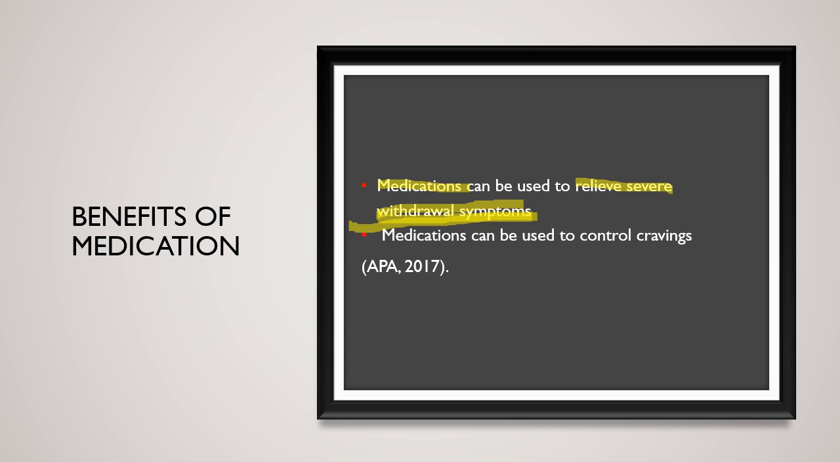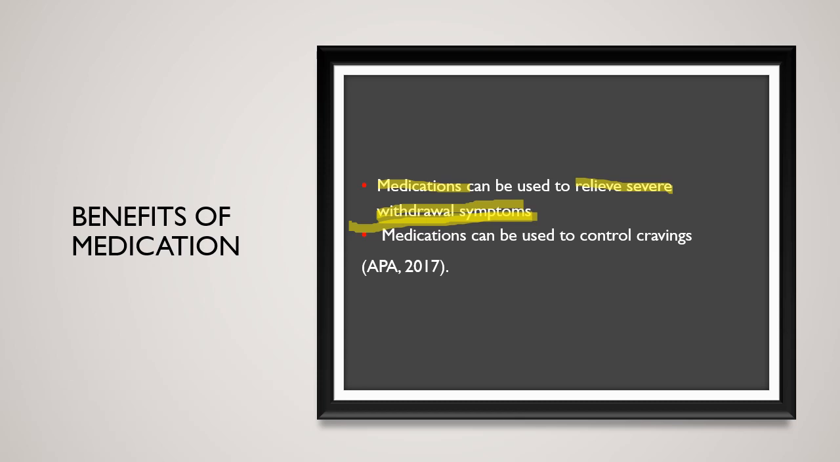And these medications are most commonly designed for specific withdrawal symptoms. So a person who is experiencing withdrawal from alcohol will be given a different medication from a person who's experiencing withdrawal from opioid painkillers or heroin, for example.